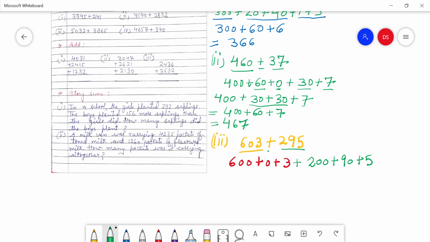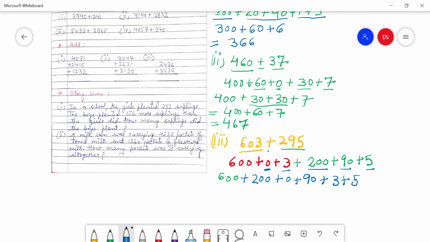This is 3-digit number 600. We have one more 3-digit number here. We will collect it with it plus 200. Then we will collect 1-digit numbers. This is 0 only. The other, no, first we will collect 2-digit numbers. Yes, this is here on the tens place 0 only, and on the other side it is 90. Then we will take 1-digit numbers together. This is 3 and 5. 3 plus 5.